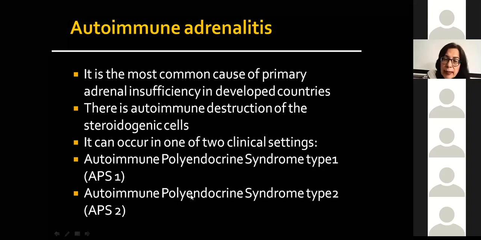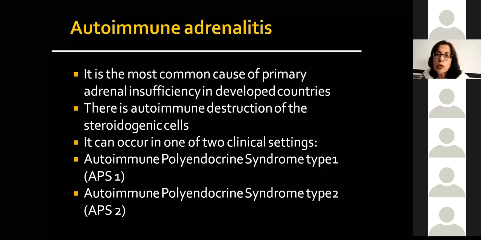Autoimmune adrenalitis is the most common cause of primary adrenal insufficiency in developed countries. Okay, so if there is a question that in Pakistan, what is the most common cause of Addison's disease? It is tuberculosis. In developed countries, the most common cause of Addison's disease is autoimmune, right?